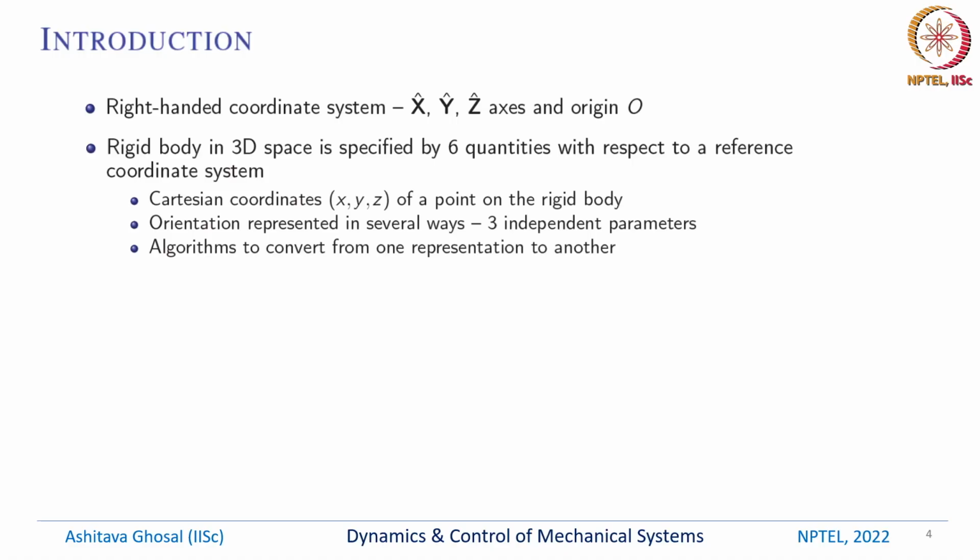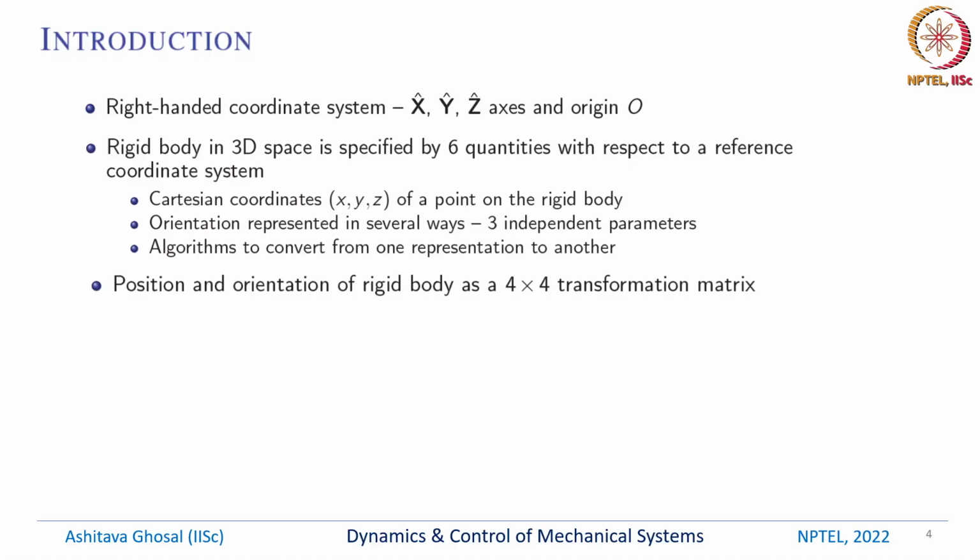The orientation of the rigid body can be represented in several ways. It always has 3 independent parameters, and so we had looked at rotation matrices, angle axis form, Euler parameters, Euler angles and so on, and we developed algorithms to convert from one representation to the other.